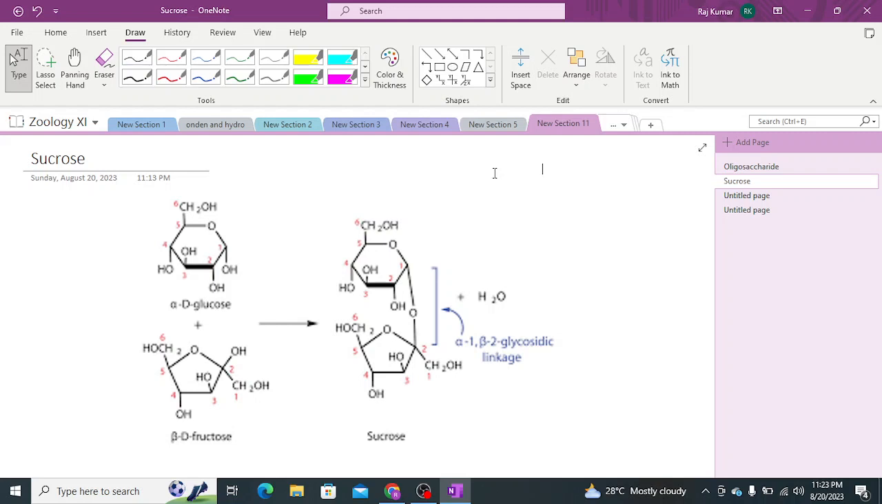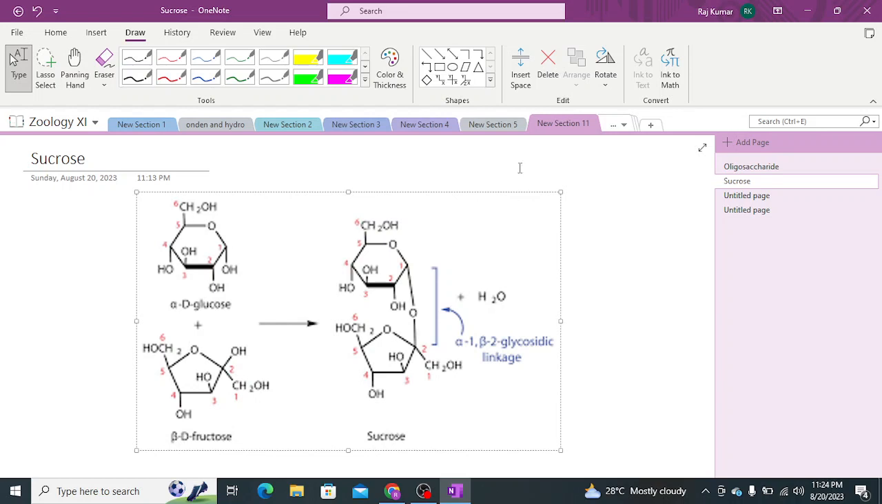And that disaccharide, which is formed here, is known as alpha D1 beta D2 glycosidic linkage. One problem was there: in alpha D glucose, the first carbon gives its hydroxyl group, and in beta D glucose, the second carbon gives its hydroxyl group. So it is alpha 1 beta 2 glycosidic linkage, or alpha D1 beta D2 glycosidic linkage accordingly. So this is how the structure is formed.